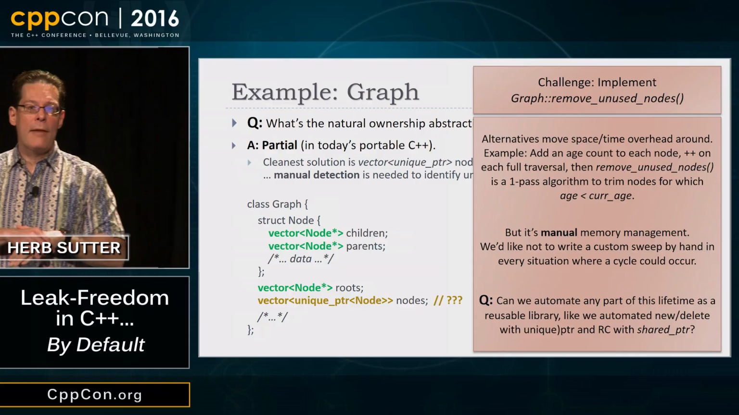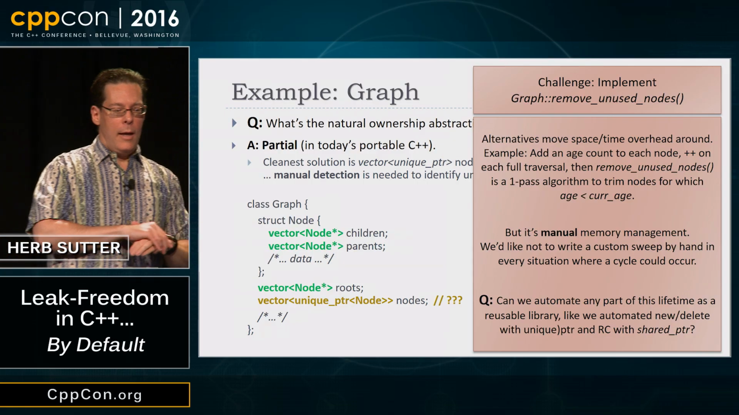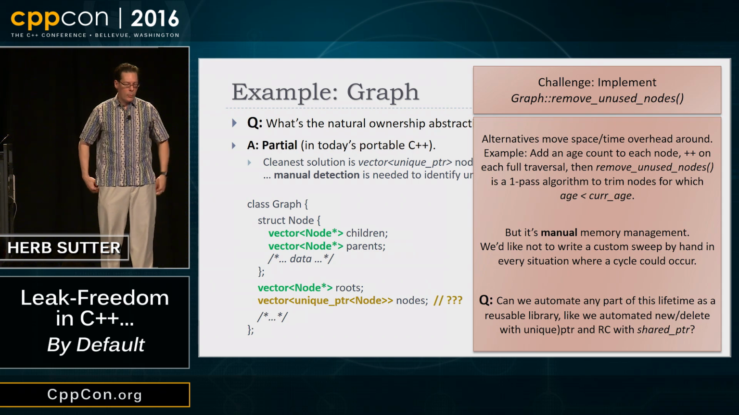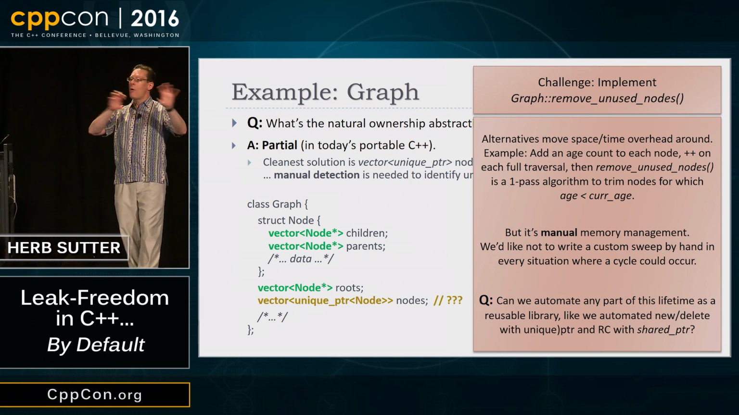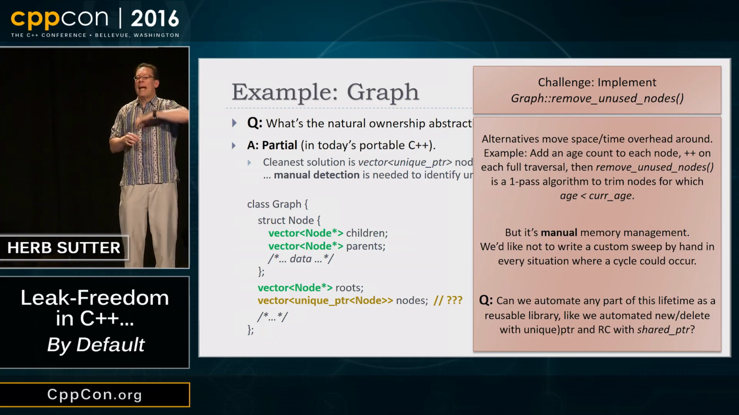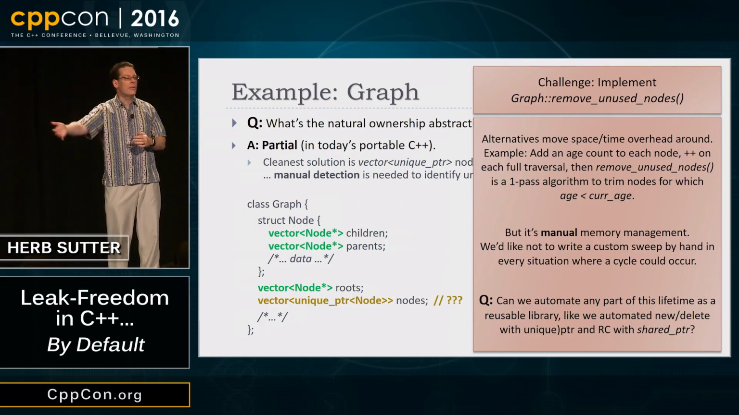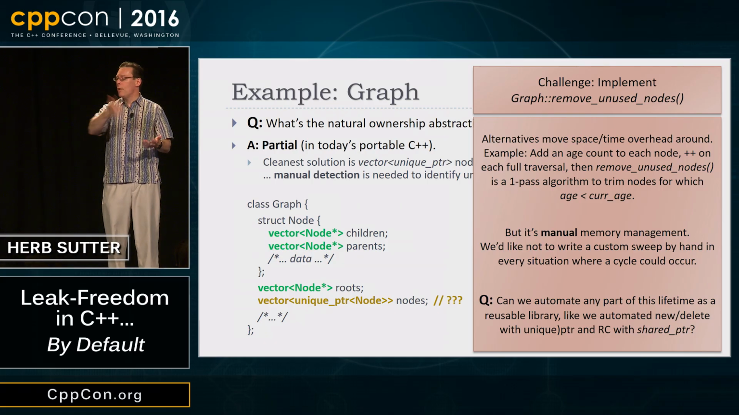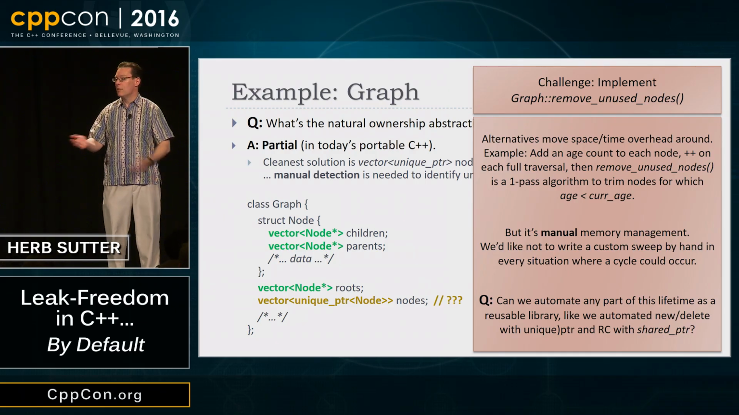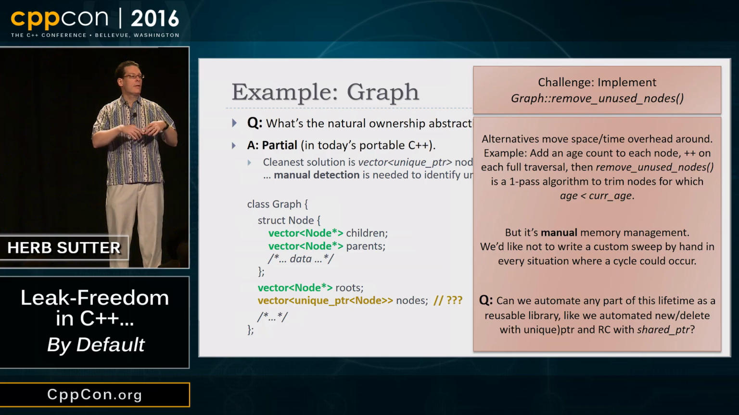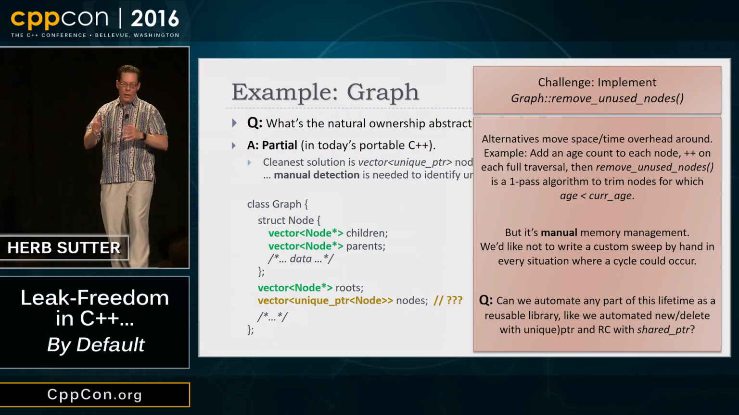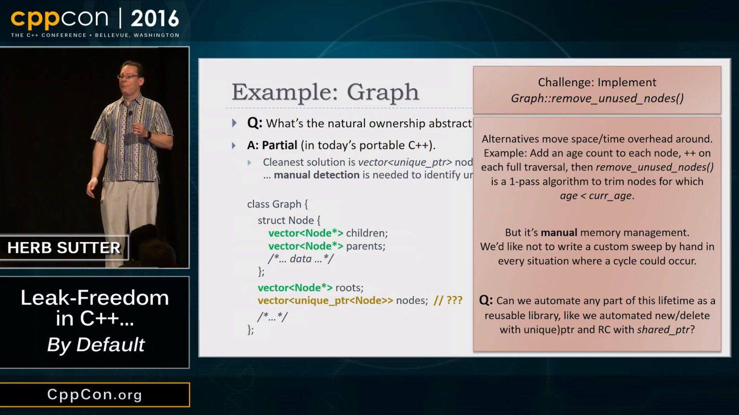So let's come back to this graph example. Here is the example that we had. By the way, the example code I showed is not the only way to deal with this. You can move the space and time overhead around. You can always squeeze that toothpaste tube like we've always done with other things. You can add an age count to each node, and then every time you do a full traversal, you bump the age, and then every so often you look at any old objects that haven't been visited since the last full traversal, and so then you know that they're dead. So there's lots of ways to do this. They're still all manual memory management.